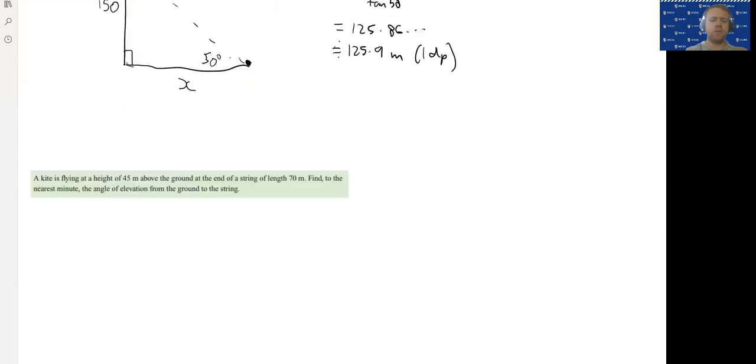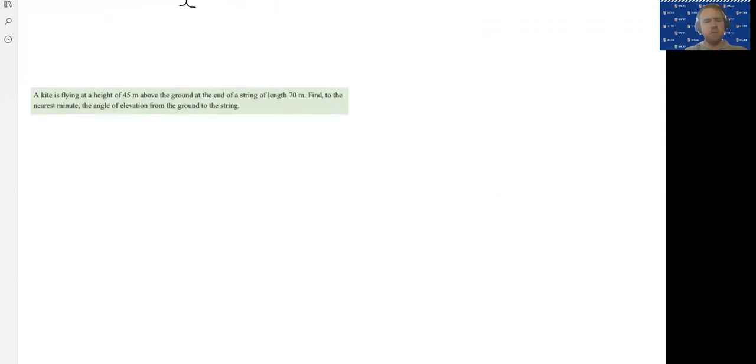Okay, finally, let's do one more example. A kite is flying at a height 45 meters above the ground on a string length of 70 meters. Find to the nearest minute the angle of elevation. So we've got our kite. Okay, our kite's up here.